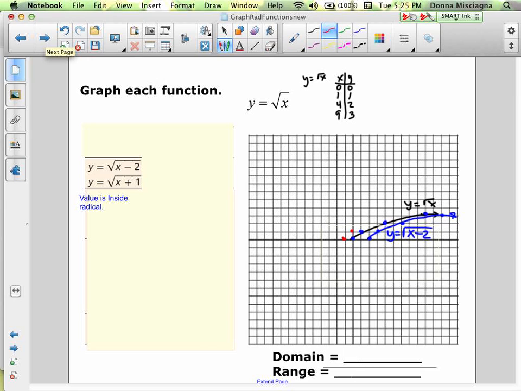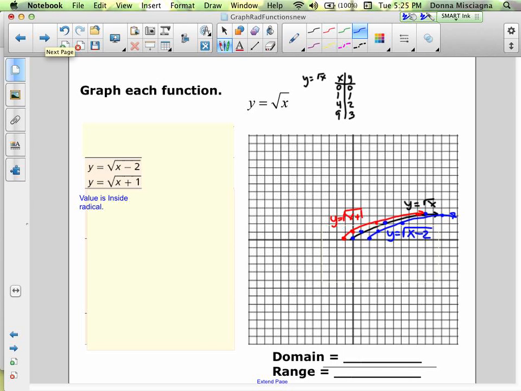So all our key values are just shifted over 2 to the left. And it's a little busy in here because they're all really close together. Y equals the square root of x plus 1. Let's do the domain and range. All right, so we have different domains and different ranges. I'll just make them color-coded.